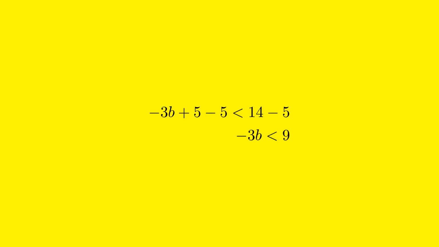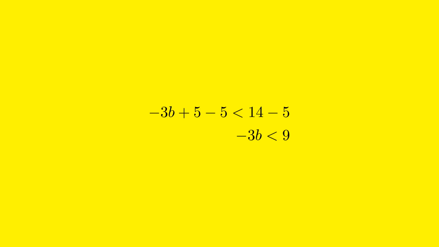Step 1. To solve the inequality, we need to isolate the variable b. The given inequality is minus 3b plus 5 is less than 14. First, we need to eliminate the constant term on the left side of the inequality. The constant term here is plus 5. To do this, we subtract 5 from both sides of the inequality.